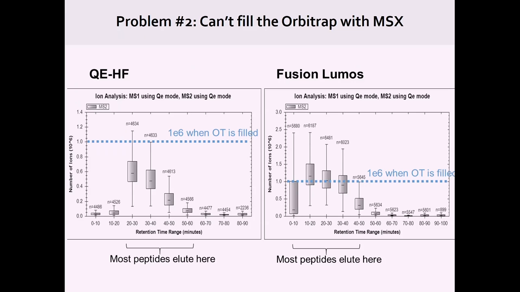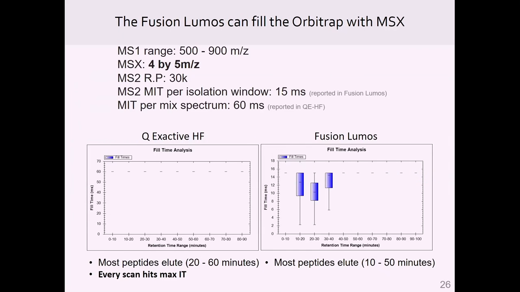Now, I'll point out that since the release of the Fusion Lumos, with much better ion optics and a segmented quadrupole, of course, the QE HF also has a segmented quad, but it does not have the same ion optics as the Fusion Lumos. We now have, in almost all the cases where the majority of the peptides are coming out, we are actually filling the Orbitrap. And we haven't done this experiment yet, but I'm assuming the QE HF-X, the brand new release Q Exactive instrument from Thermo, will also have the same characteristics since it's using very similar front-end ion optics to the Fusion Lumos.